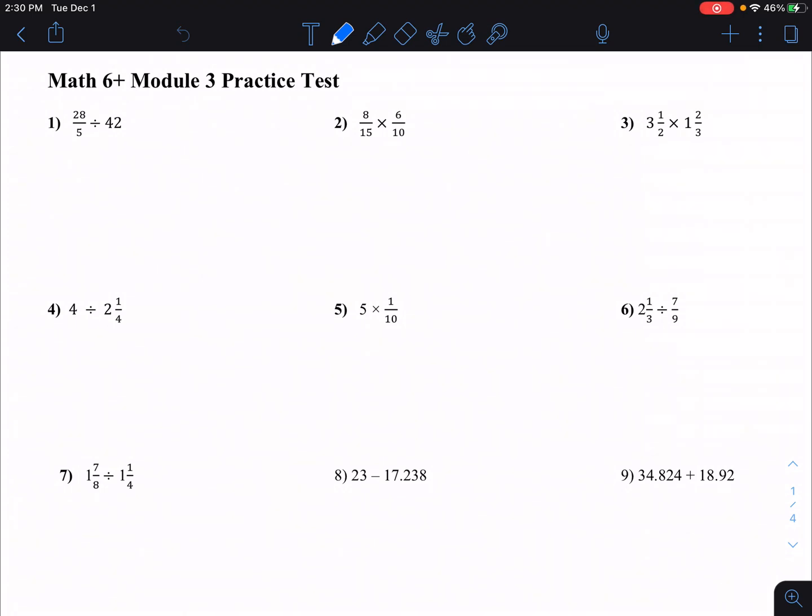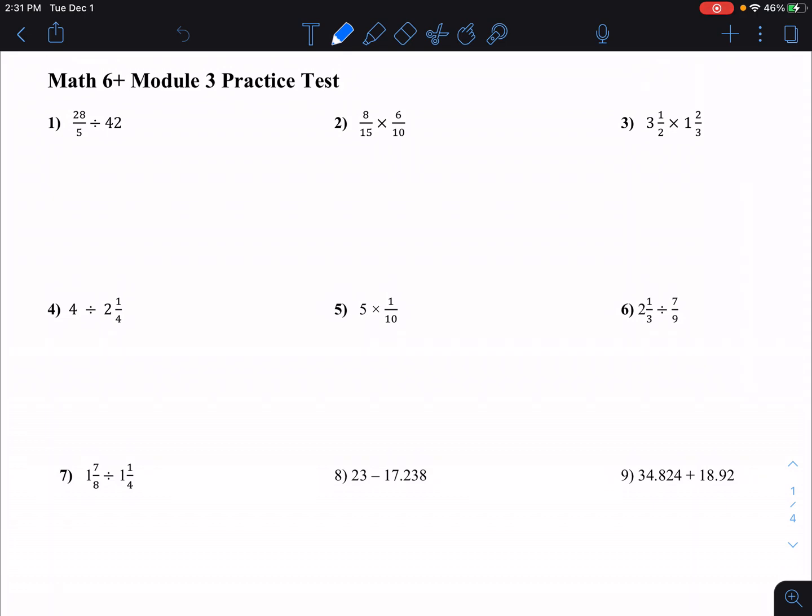Hey everyone, this is the first part of your Module 3 practice test. So we're adding, subtracting, multiplying, and dividing decimals. We're multiplying and dividing fractions. And then we've got some word problems.